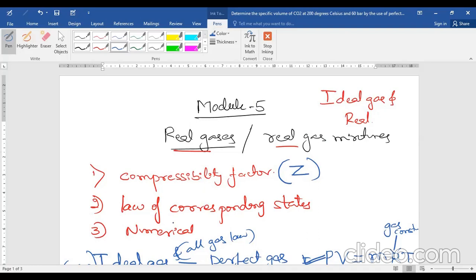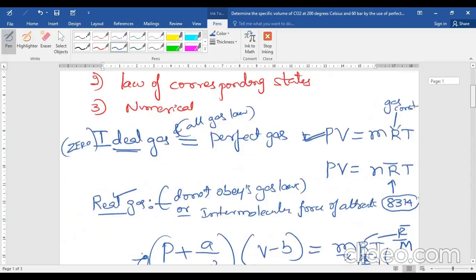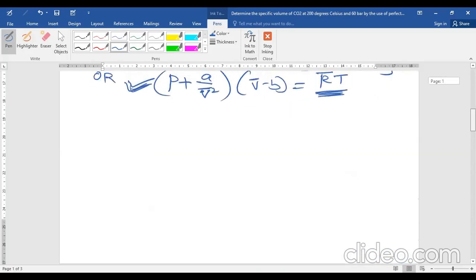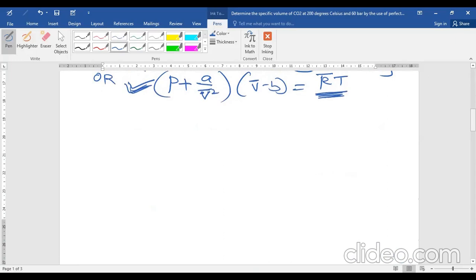Compressibility factor will be represented with the symbol Z. The compressibility factor Z states the conversion of ideal gas to real gas. What is the meaning of this? It means at what value of Z it is an ideal gas. For example, if the value of Z is equal to 1, then we call it an ideal gas. If the value of Z is not equal to 1, then you call it a real gas.